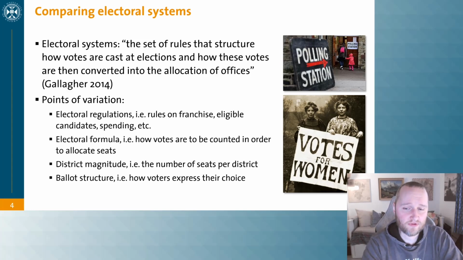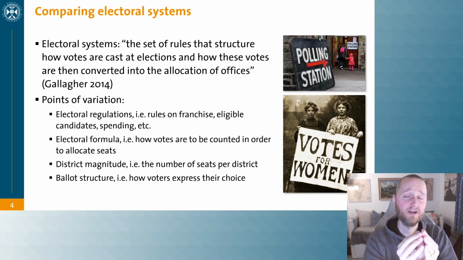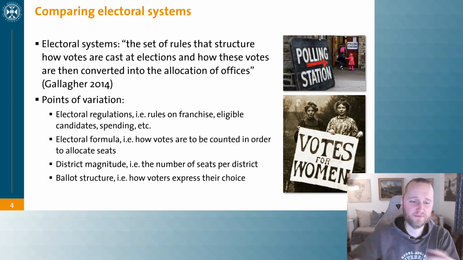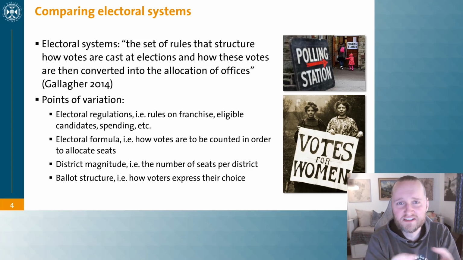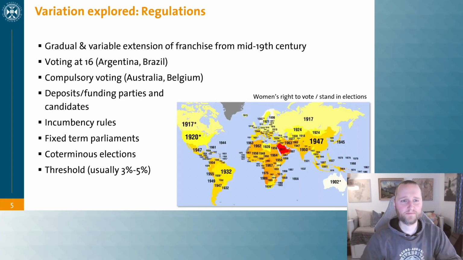There could be differences in electoral formulas, so we'll talk about that in greater detail, how votes are counted and how votes are then translated into seats. Districts could be of different magnitudes, so a specific geographic area could only send one person to parliament, like it is in the UK, or you have systems that allow multiple people from an area or a district to then become members of parliament. And lastly, maybe the least interesting way, but one that is nonetheless studied, of variation is ballot structures. How do voters actually express their choice? Do you make one X or several? And if so, what effects do those things have?